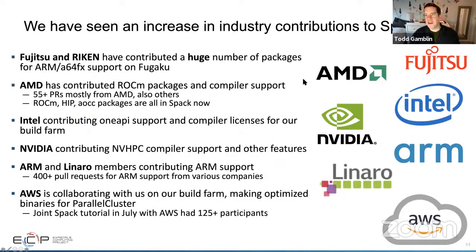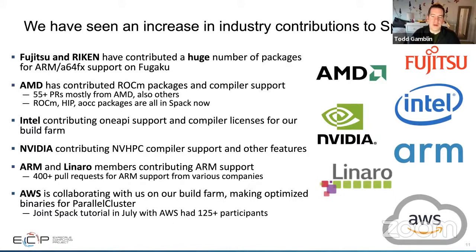One thing we've seen this year with Spack is an increase in industry contributions. Like I said, Fujitsu and Riken contributed a bunch of packages for ARM. We also got some contributions from folks working with Linaro. There are some people at HiSilicon who deploy some kind of ARM server. They've done over 400 pull requests to patch things for ARM.